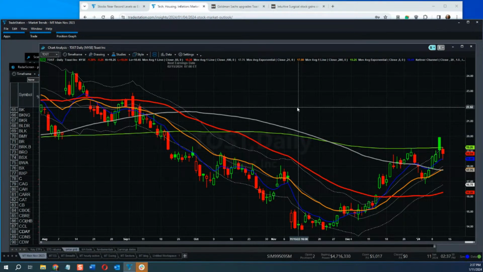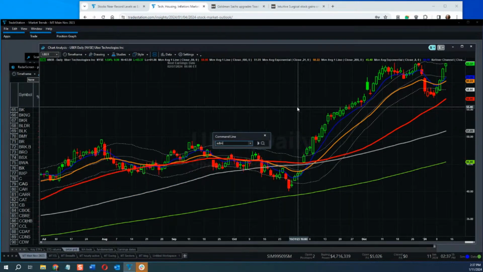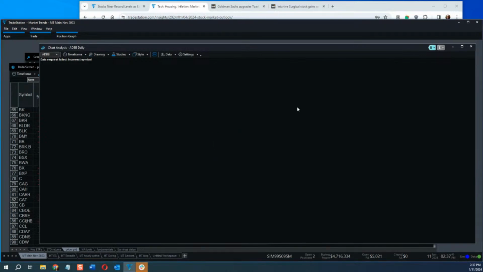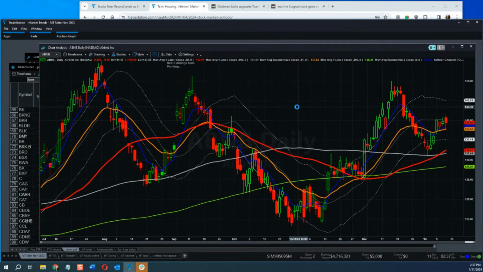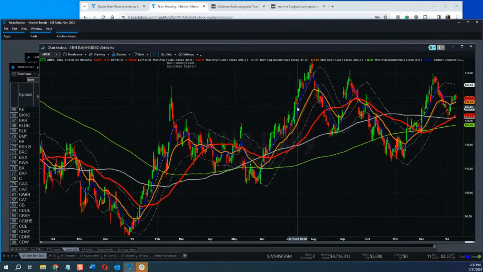Now, the trend I was talking about was stuff like Uber being added to the S&P 500, a stock like Airbnb, ABNB. Sorry, ABNB. Anyway, Airbnb here. These companies were both added to the S&P 500 recently. These are that kind of next tier of growth names.